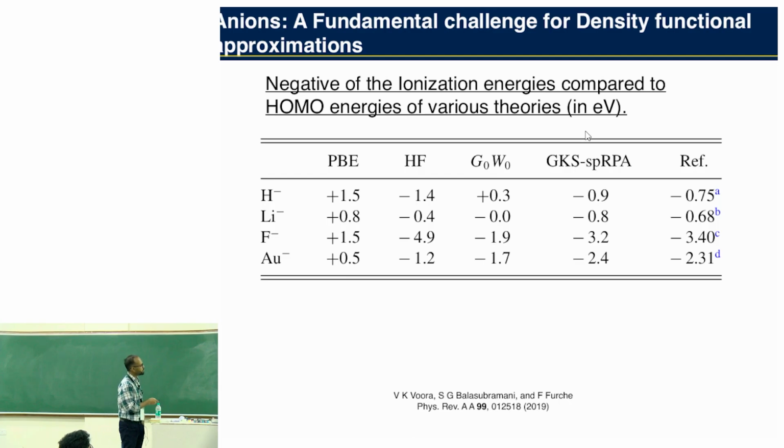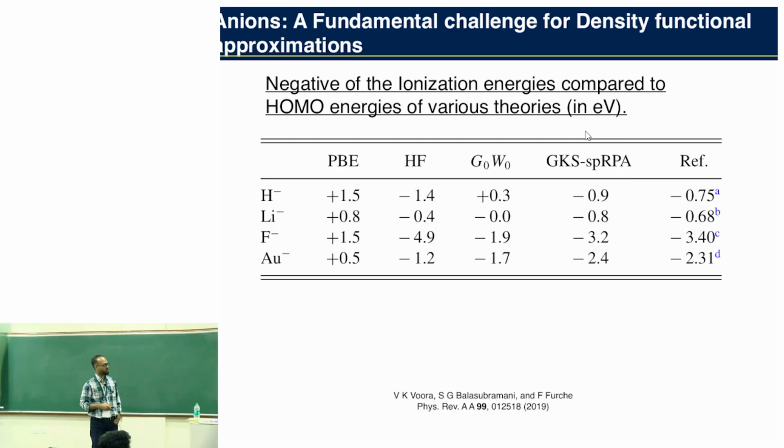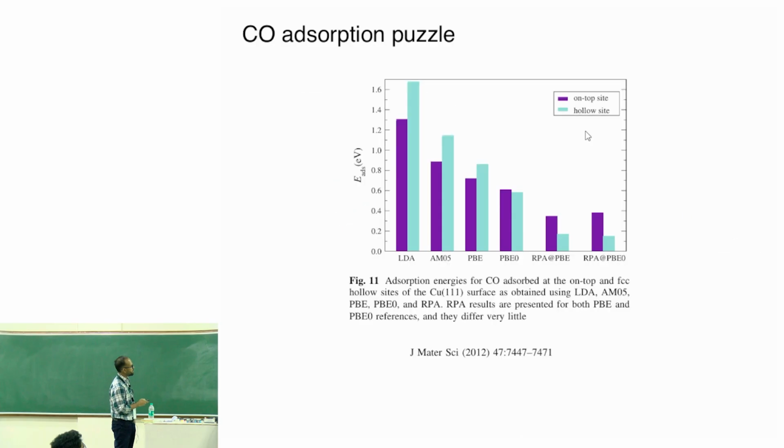If you do GW, even GW has some issues. I think Arun was saying if you have a wrong starting point, you will have wrong answers. This GW was based on PBE and you're getting the wrong answers there. And here is a method that I had worked on. If you use random phase approximation, you start getting these binding energies much more accurately. So this is a way to do this. I'll skip this and discuss one more success of random phase approximation.